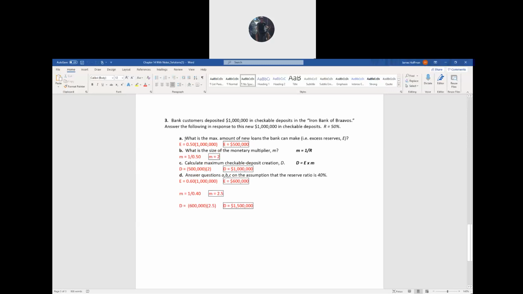All right, so that's a nice example of how you determine excess reserves, the multiplier, and how much possible money can be created. And also, if you change the reserve ratio, if you lower it, that's a bigger multiplier and more money-creating potential. And if you increase the reserve ratio, you get a lower multiplier and less new money to be created.